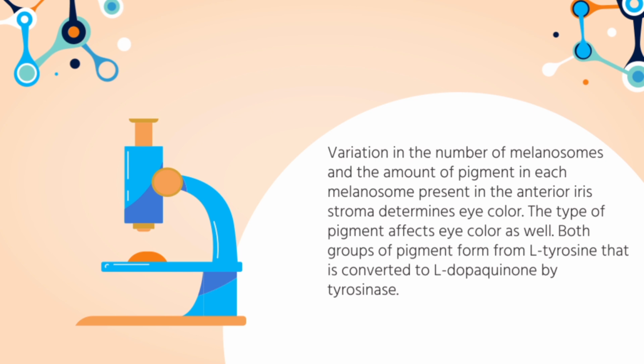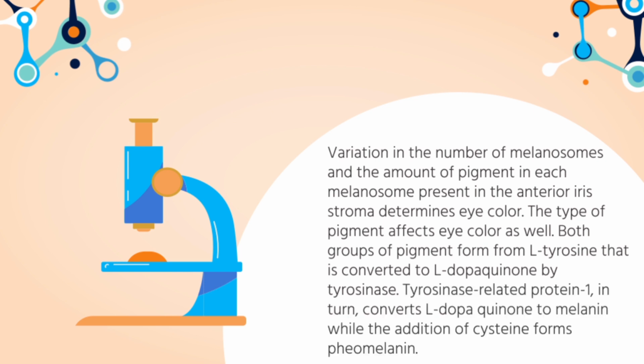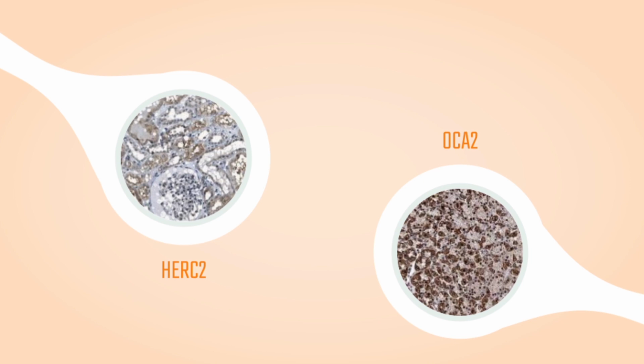Both groups of pigment form from the L-tyrosine that is converted into L-dopaquinone by tyrosinase. Tyrosinase is related to protein 1 and converts L-dopaquinone to melanin, while the addition of cysteine forms pheomelanin. Two major genes responsible for eye color are HERC2 and OCA2. During the first studies to classify genes for eye color, OCA2 was believed to be the dominating factor for eye color determination. After more recent studies, HERC2 was found to be equally important to determining eye color.